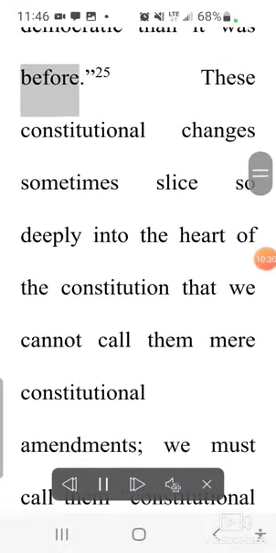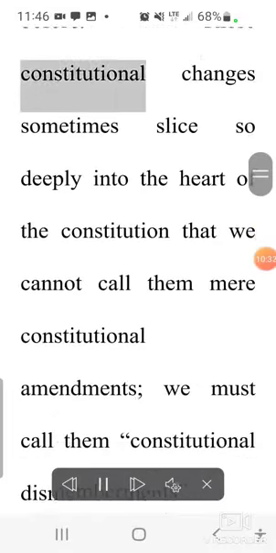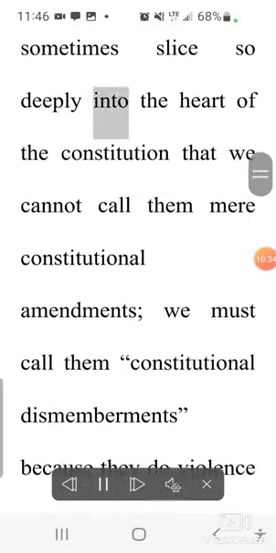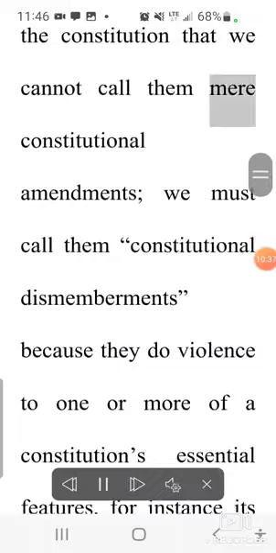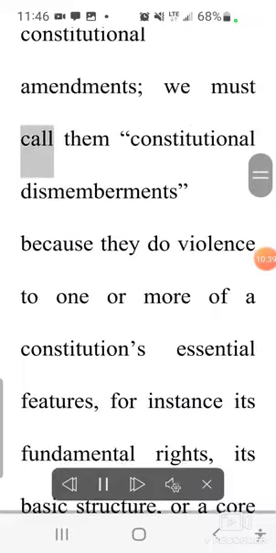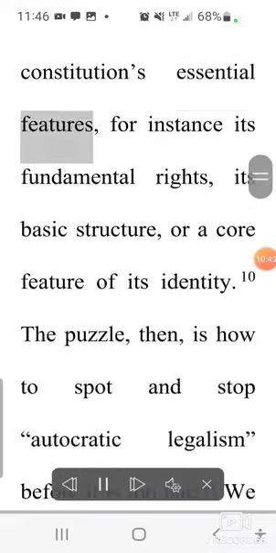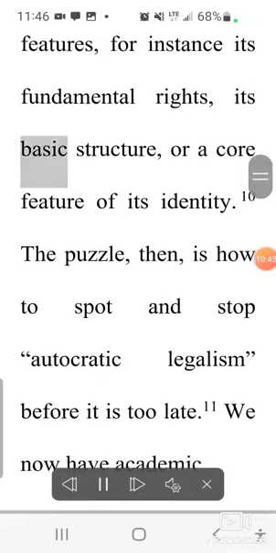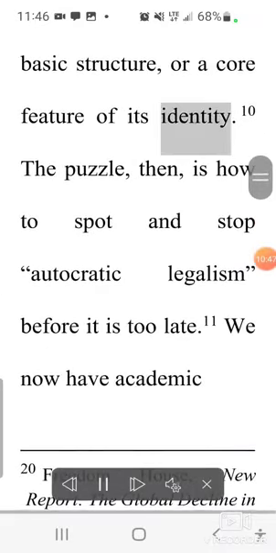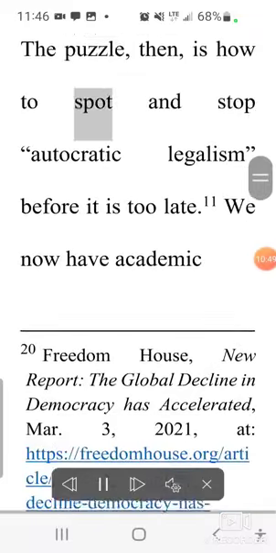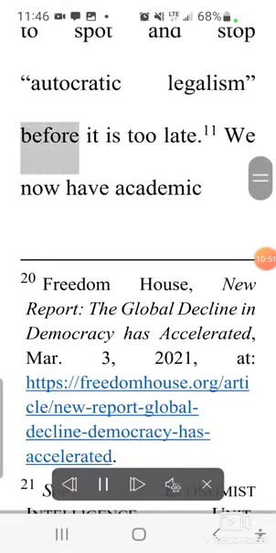These constitutional changes sometimes slice so deeply into the heart of the Constitution that we cannot call them mere constitutional amendments. We must call them constitutional dismemberments because they do violence to one or more of a Constitution's essential features, for instance its fundamental rights, its basic structure, or a core feature of its identity. The puzzle, then, is how to spot and stop autocratic legalism before it is too late.